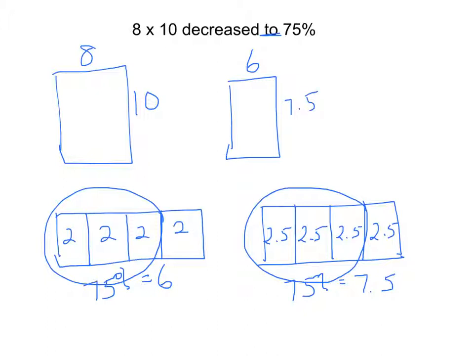So if I take an 8 by 10 and decrease it to 75% of what it was originally, now my answer is 6 by 7.5. That's my final answer. Now again, the key thing is whatever you do to one, you have to do to the other. So if you change one of them to 75%, you have to change the other 75%.